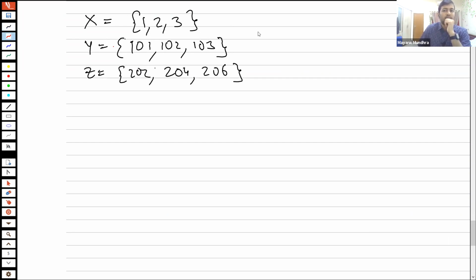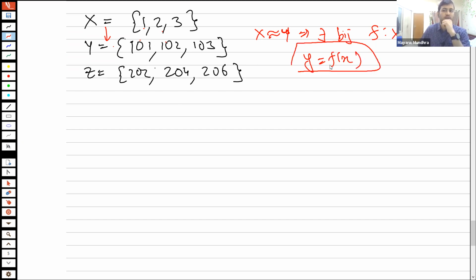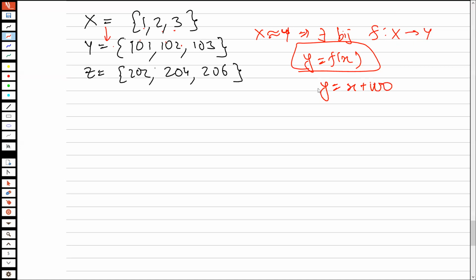So X and Y have the same cardinality, which implies there exists a bijection f going from X to Y. Can you construct a one-to-one onto function which takes elements from this set to this set? Can you construct a function y equals f of x such that this function is one-to-one onto on this domain and codomain? Y is equal to 100 plus x. Yes, very good. So y equals x plus 100. So 100 plus 1 gives 101, 100 plus 2 gives 102, 100 plus 3 gives 103.